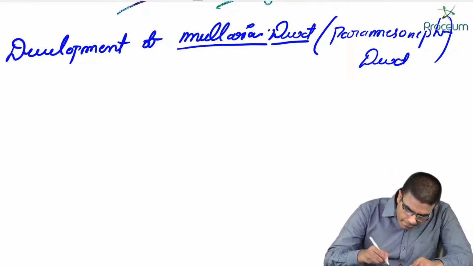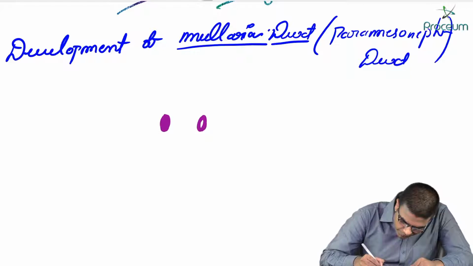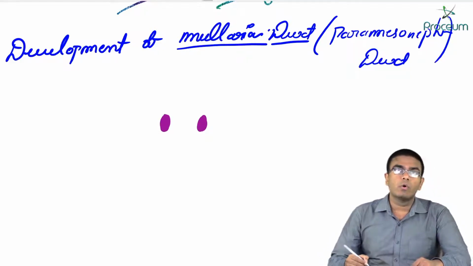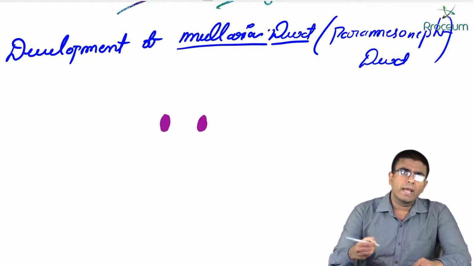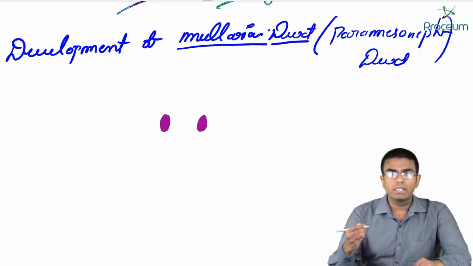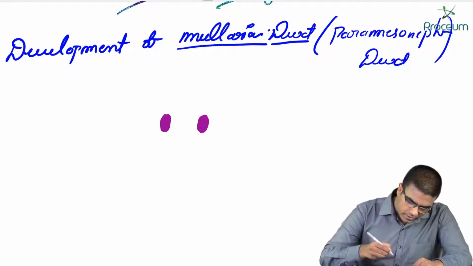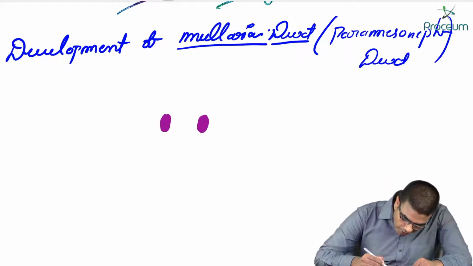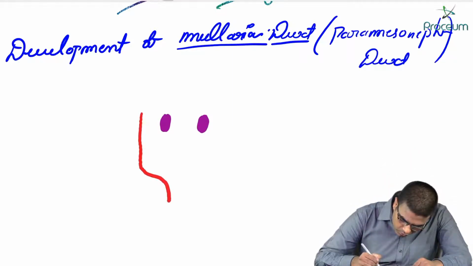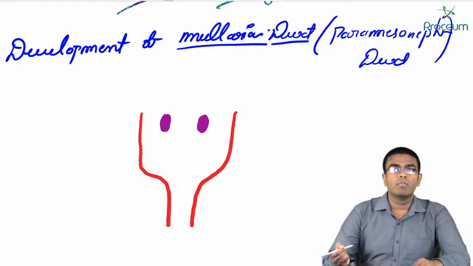Guys, concentrate. Now I am showing you structures which are going to form the ovaries in females. These are the gonads. You know that these gonads are derived from the genital ridge. Now, lateral to the gonads, we have two ducts. These ducts are known as Wolffian ducts.